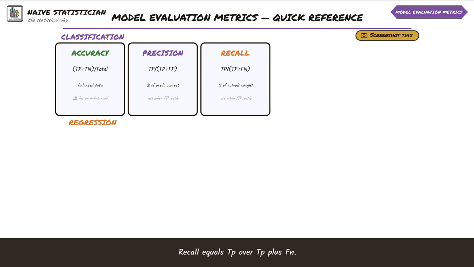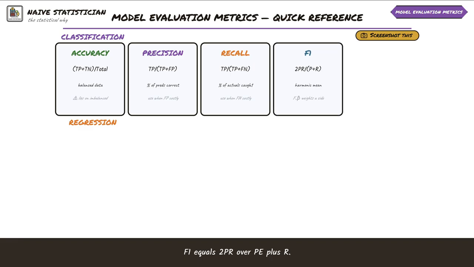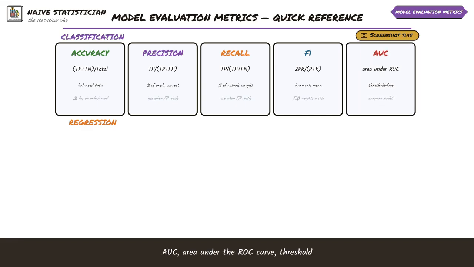Recall equals TP over TP plus FN. Of all the real positives, how many did you get? Use when false negatives are costly. F1 equals 2PR over P plus R. Harmonic mean of precision and recall. Use for a single balanced number. AUC, area under the ROC curve, threshold independent ranking quality, used to compare models.